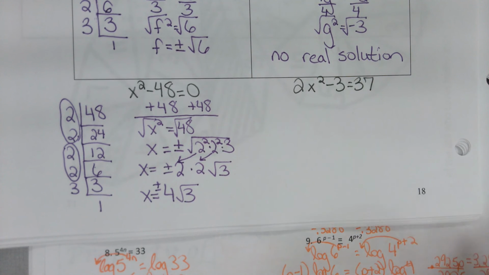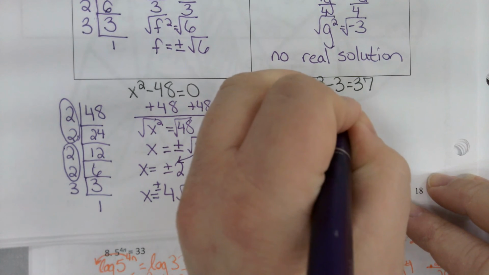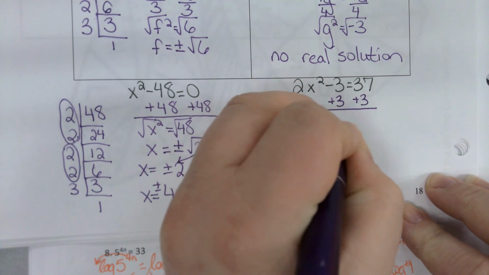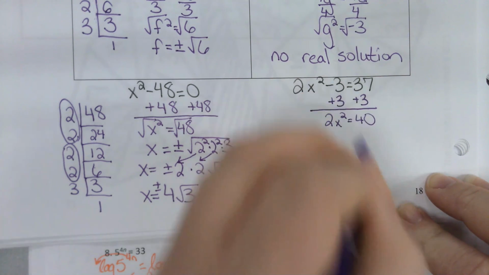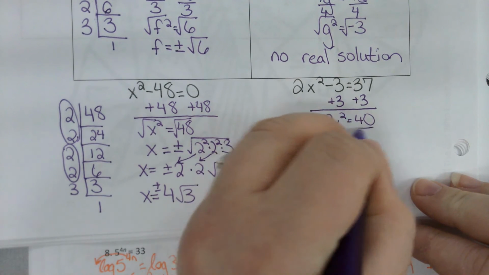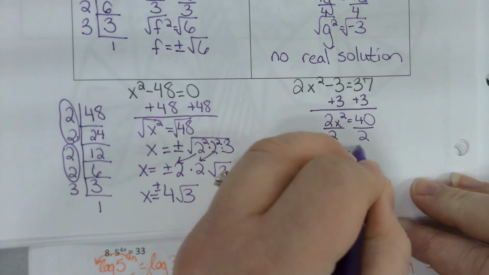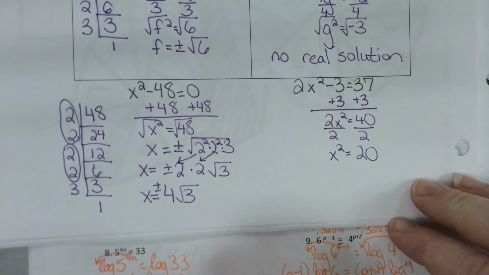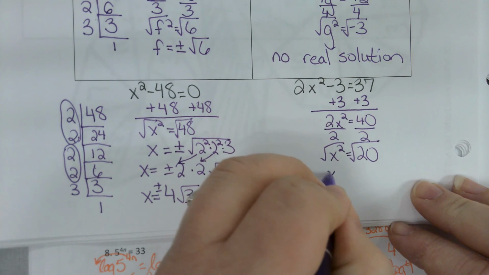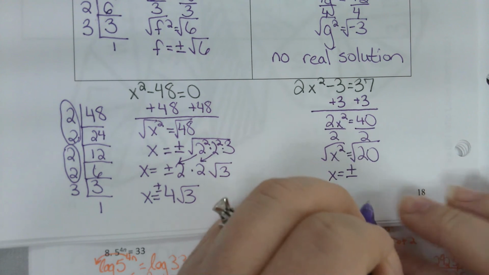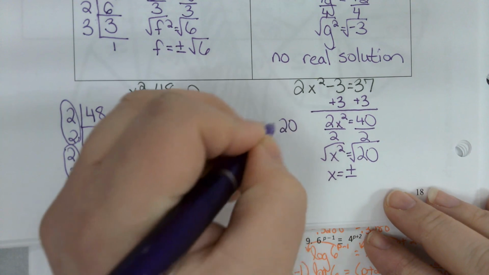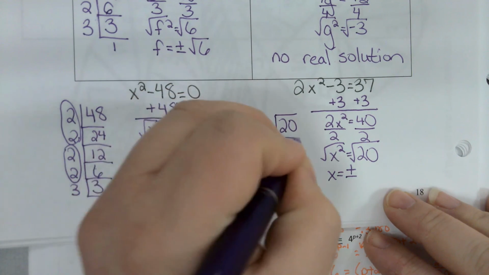For our next one, we'll add 3 to both sides before we do anything about our square. We'll have to then divide by 2 on both sides. Then we can square root both sides. And remember to put our plus or minus in front, but we know that the square root of 20 does not come out nicely. So I'll need to use my factor ladder or the factor tree, whichever one you want to use.